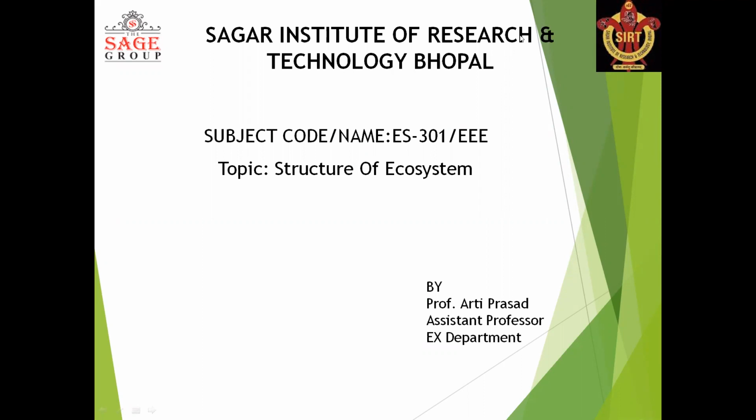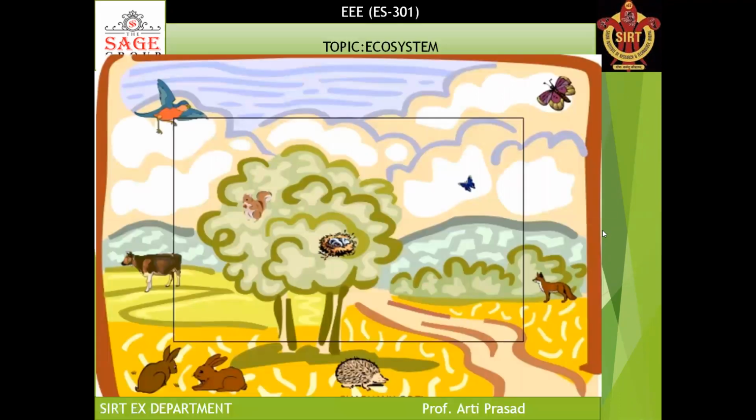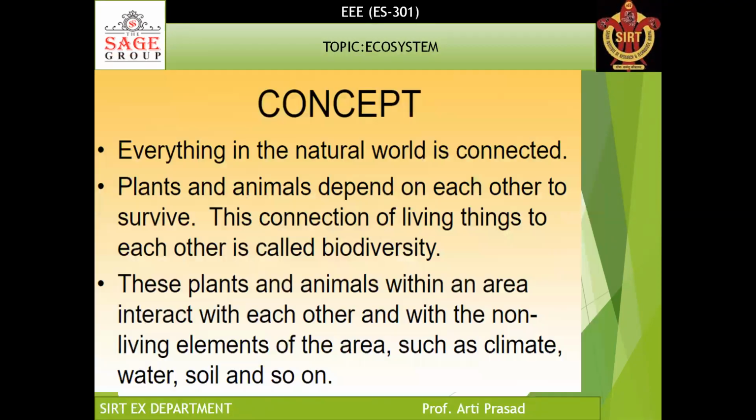First, we discuss what is ecosystem, then we discuss structure of ecosystem. This is the diagram of the ecosystem and the environment. What is the concept of ecosystem? Everything in the natural world is connected. So plants and animals depend on each other to survive, and this connection of living things to each other is called biodiversity. Biodiversity means bio means life and diversity means variety, variation.